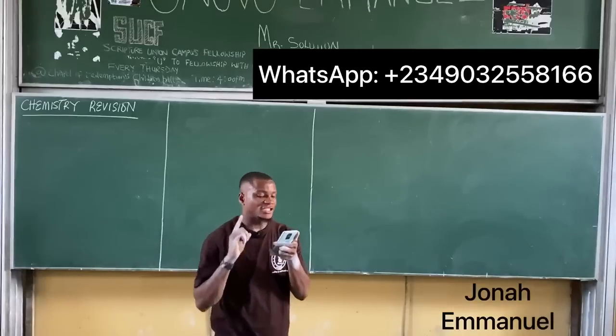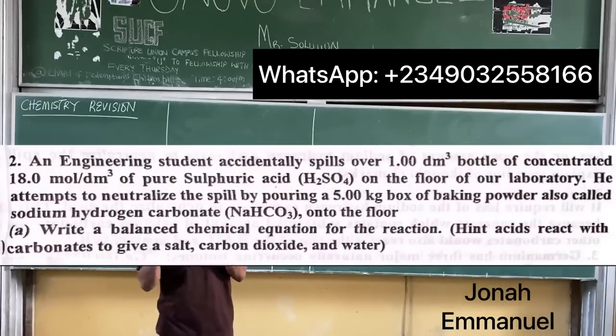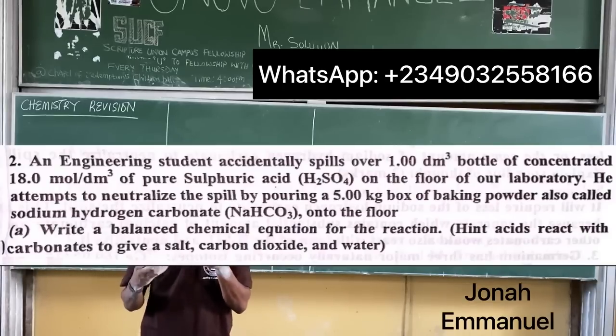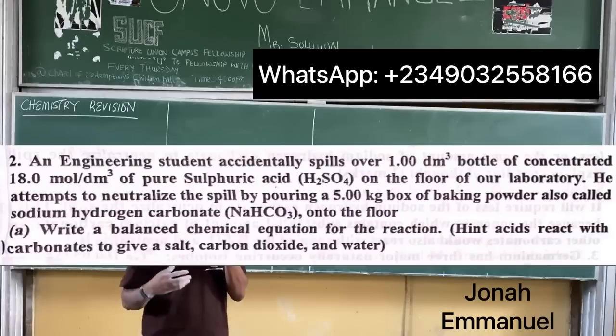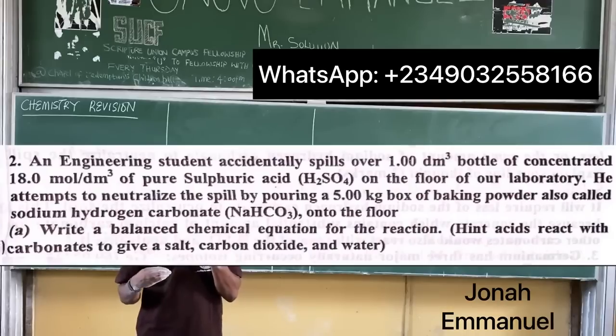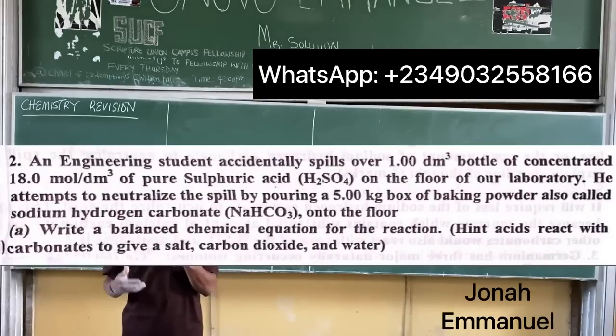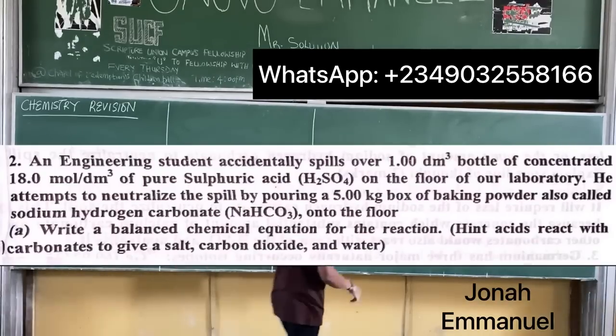Again, it says an engineering student accidentally spills 1.00 dm cube bottle of concentrated 18.0 mole per dm cube of pure sulfuric acid, H2SO4, on the floor of our laboratory. He attempts to neutralize the spill by pouring a 5.00 kilogram box of baking powder, also called sodium hydrogen carbonate, NaHCO3, onto the floor. A says write a balanced chemical equation of the reaction.